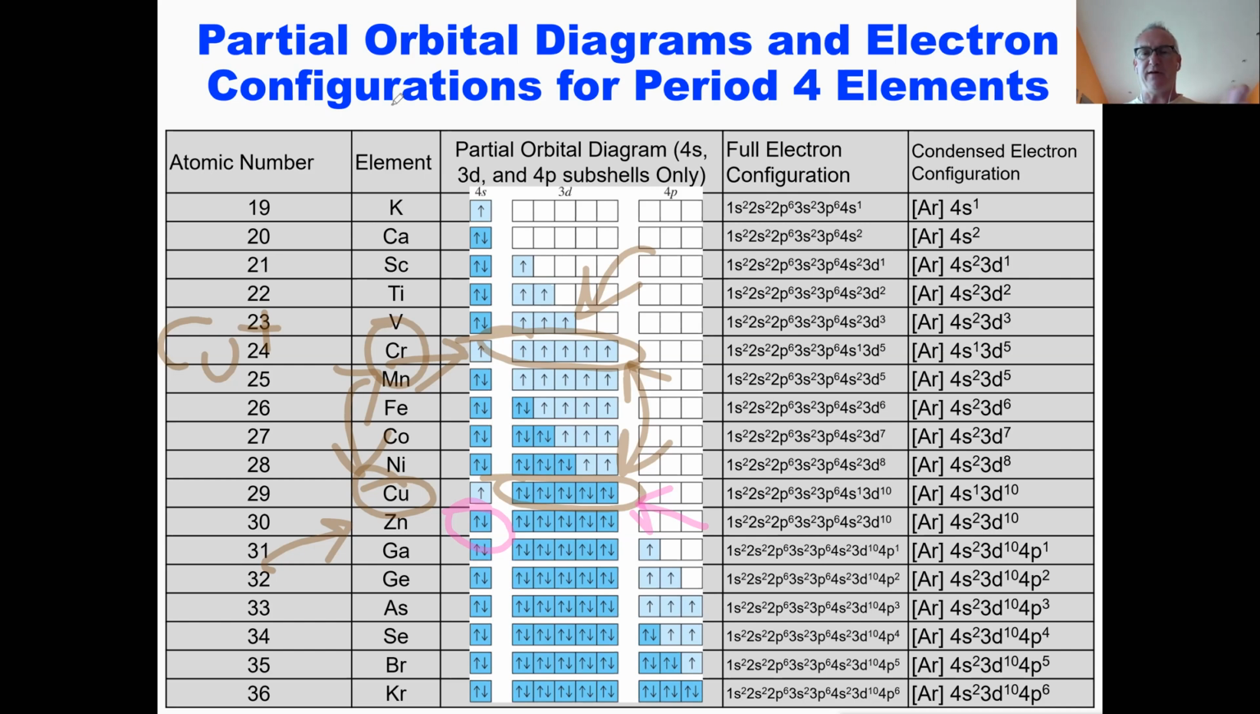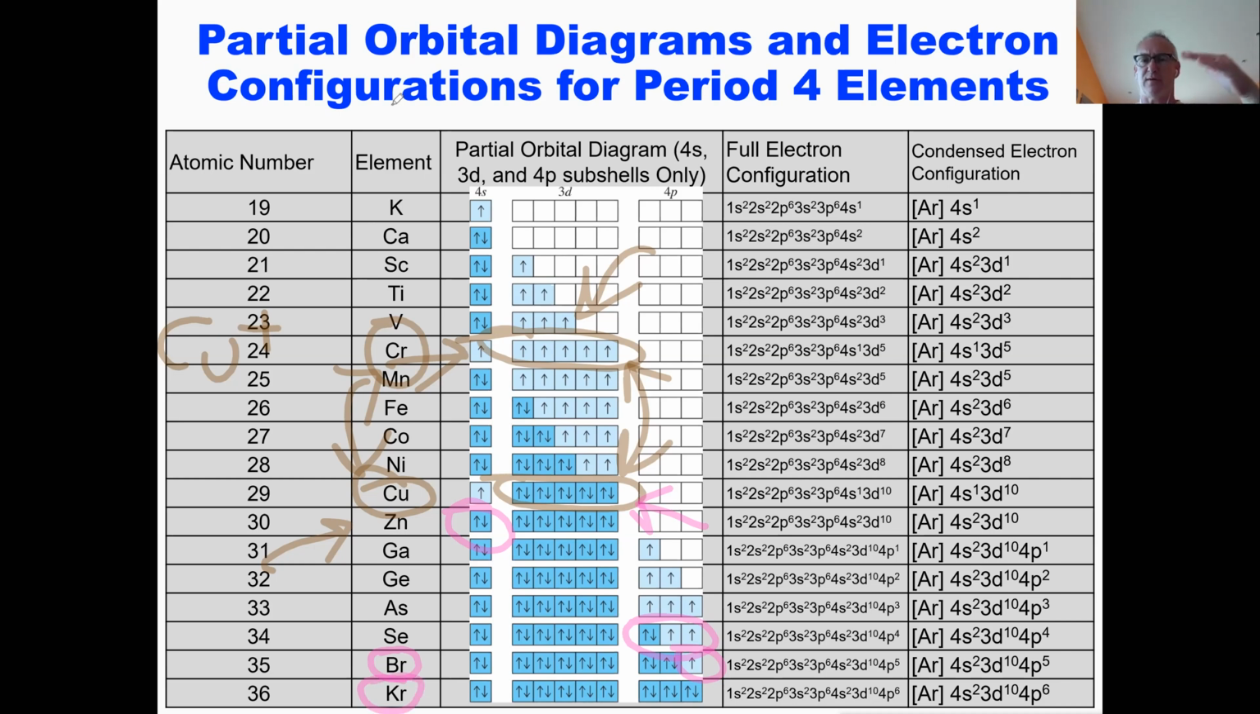And then by the time we've completely filled the 3d subshells, we start filling the 4p, and we get into the same sort of chemical characteristics that we saw before. Selenium gains 2 electrons, just like sulfur does. Bromine gains 1 electron, just like chlorine and fluorine do. And then finally, when all the energy levels are filled, you have a noble gas again.